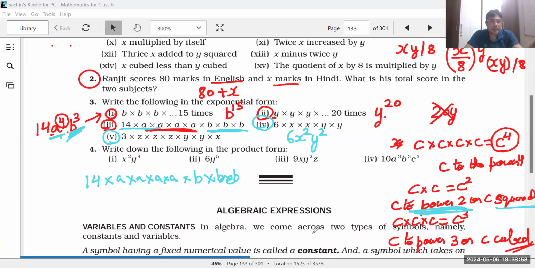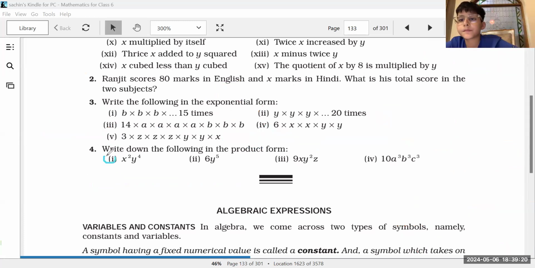All right, Gauri. So 3 multiplied by c to the power of 3 and y to the power of 2 and x to the power of 1. Yes, x to the power 1 or x is same. Now, how will we write in product form?